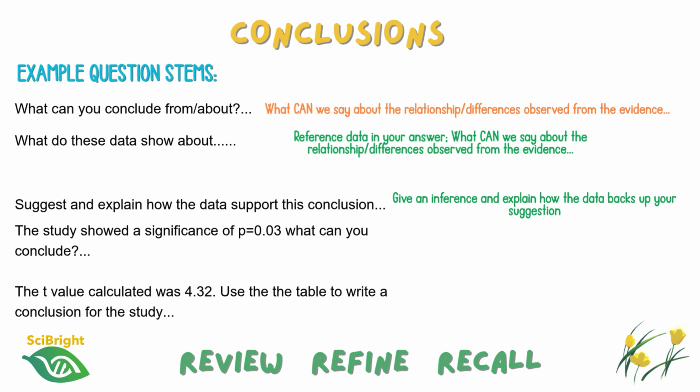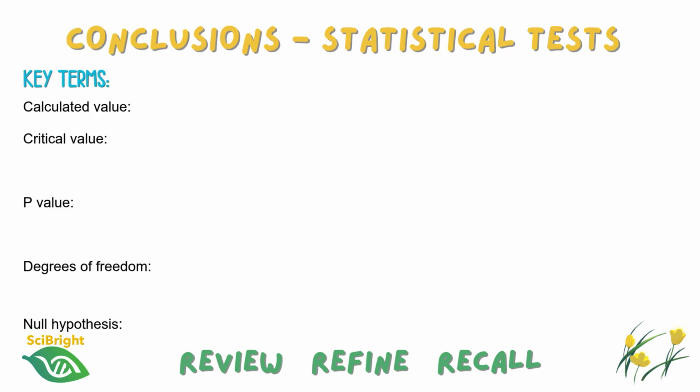You can see in the bottom questions, we might be asked to form a conclusion from a p-value, or we might be given a calculated value and go through the process of selecting and/or comparing it to a critical value at p 0.05. Now let's just remind ourselves what these different values mean before we go through the mark scheme scaffold.